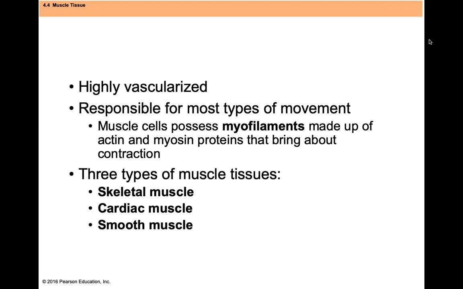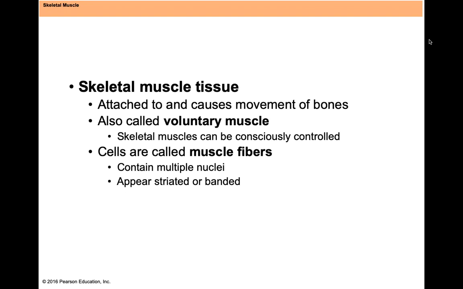Okay, and there's 3 different types of muscle tissues that we're going to talk about specifically today. These are the skeletal muscles, the cardiac muscles, and the smooth muscles. Okay, so the first one is going to be our skeletal muscles.